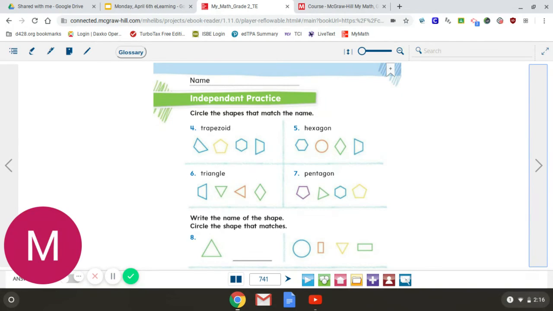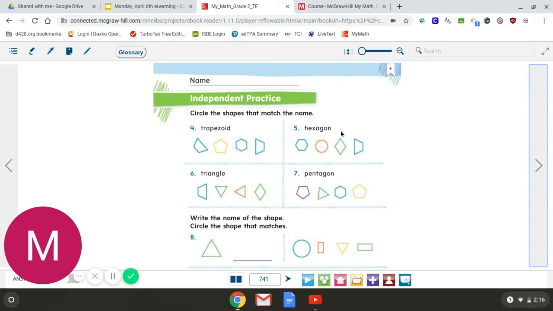Okay, let's look at our independent practice page. So just like before, you're going to go ahead and look through each shape and feel free to reference that page before if you need some help, if you're stuck, because there are some new shapes to our vocabulary. So you're going to go ahead and circle the shape that matches. For number 4, we're looking for trapezoids.